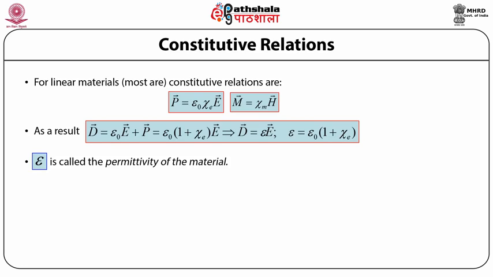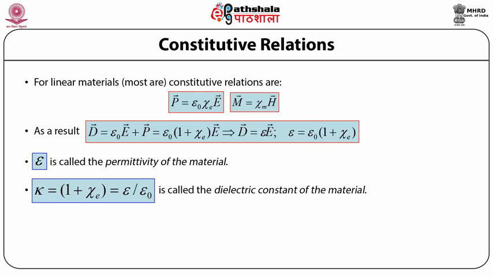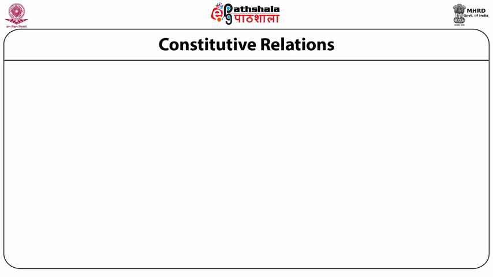And the quantity epsilon by epsilon naught, which is equal to 1 plus xi_E, is called the dielectric constant of the material and is denoted by the term kappa. Constitutive relations.